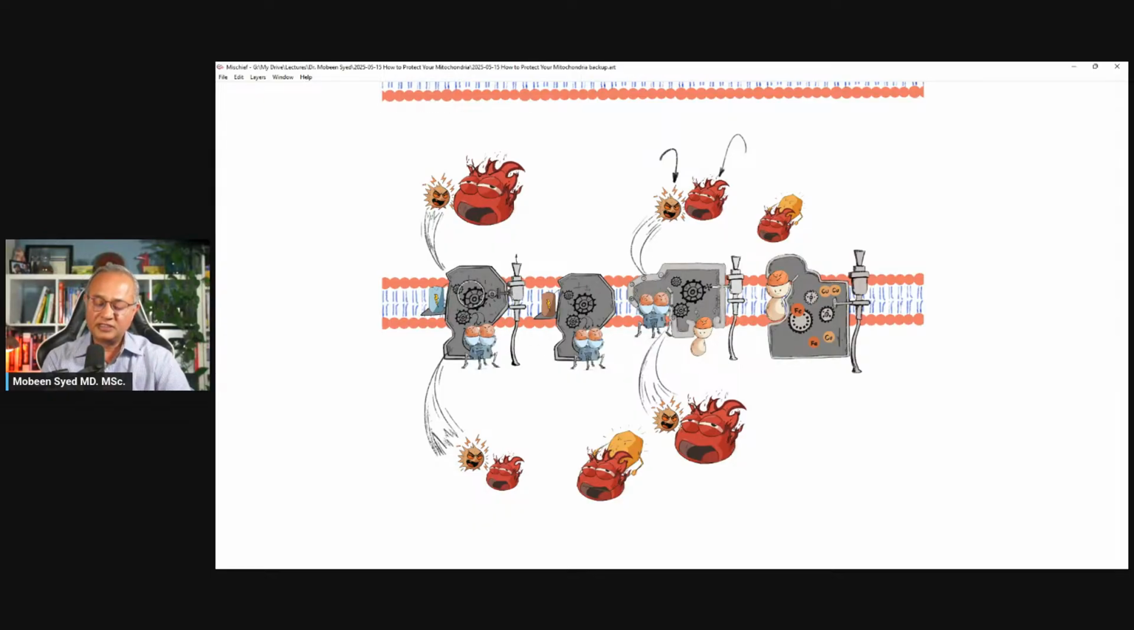Normally, what happens is electrons flow from complex 1 to complex 3, or complex 2 to complex 3. From there, electrons are conveyed to complex 4. There they are combined with oxygen to make water. And then the energy is used to make ATP. However, the reactive oxygen species that are produced here can then attack the mitochondria itself.